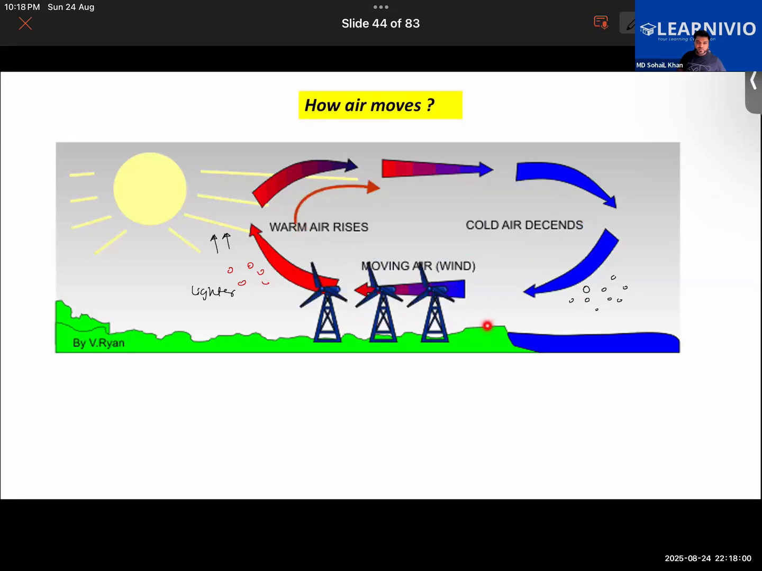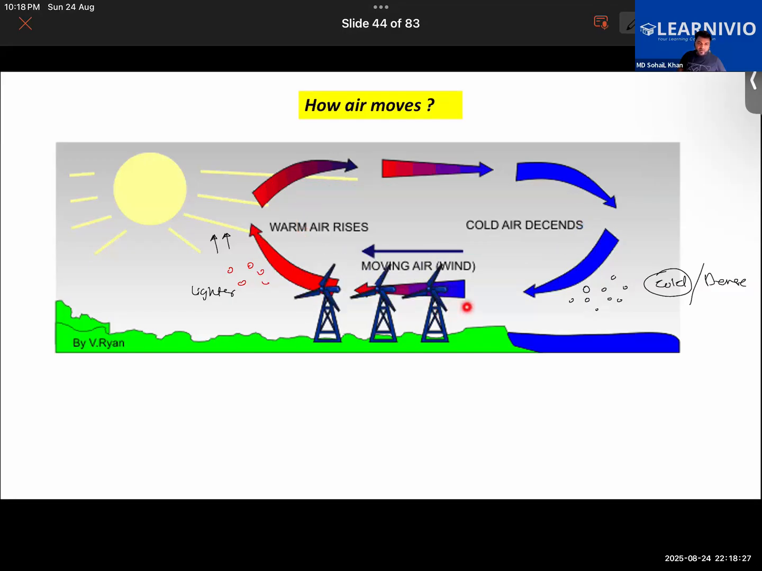Now, hold on. So the air molecules above the water are still cold and dense, like heavy. So what will happen? The air above the water body will rush towards the land in order to acquire the empty space created due to the rising air. Of this warm air, the cycle will continue throughout the day.